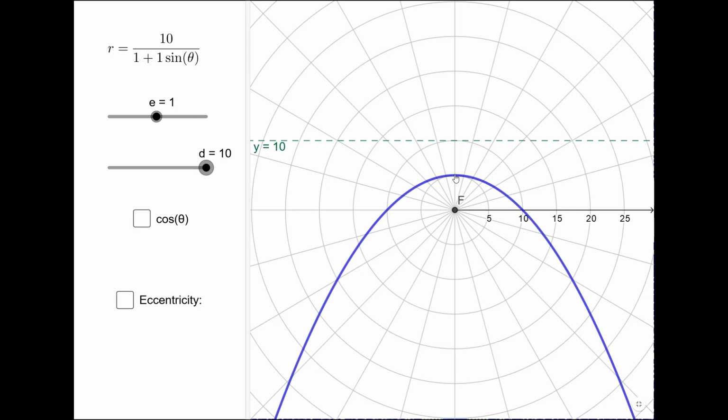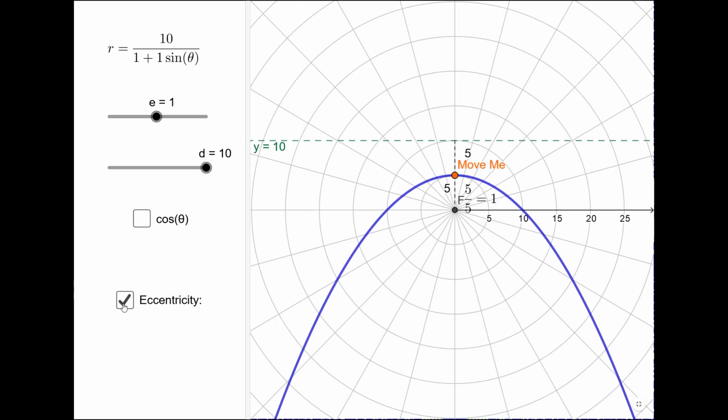How far is it from the vertex of the parabola to the focus? A distance of 5. How far is it from the vertex of the parabola to the directrix? Also a distance of 5. So one of the nice things that you see with parabolas is that the distance from the vertex to the focus is the same as the distance from the vertex to the directrix. And it turns out, and we talked about this when we looked at parabolas before, that is always true. It doesn't matter which point you pick. If I pick any point on the parabola, the distance from that point to the focus is the same as the distance from that point to the directrix.